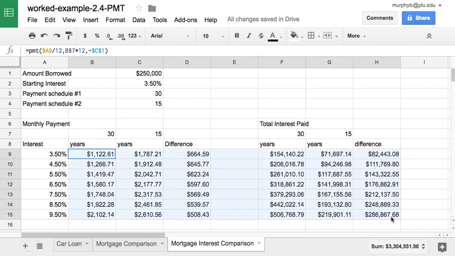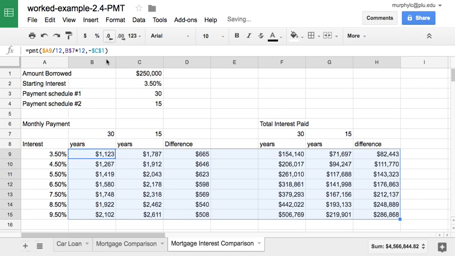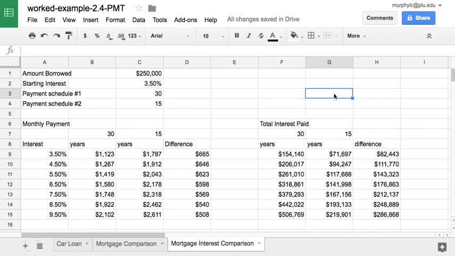These values might look better if they were rounded off the decimal places, so I'm going to decrease the decimal places here just to make it a little easier to read. And we could format it and make it look nice, but this is the basic idea of comparing the interest on different loans at different interest rates.